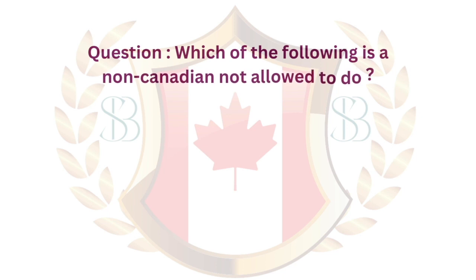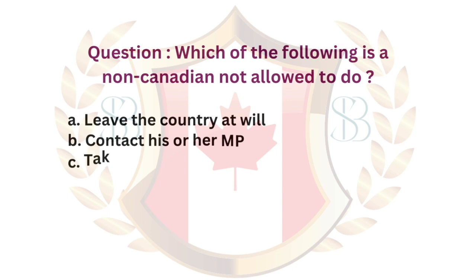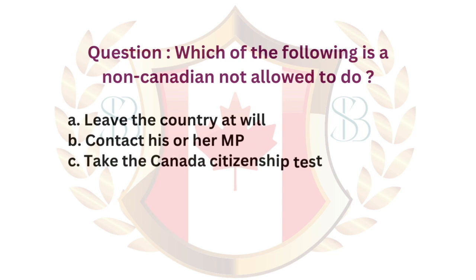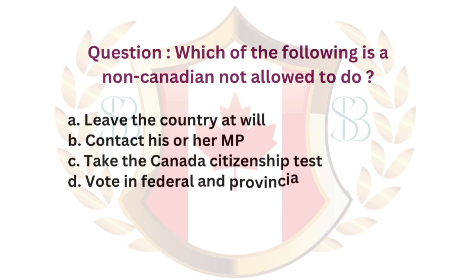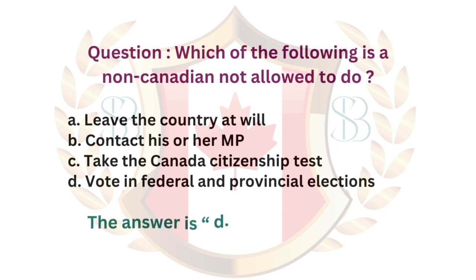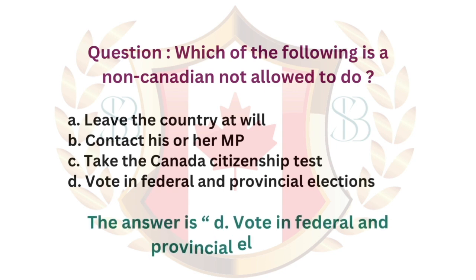Question. Which of the following is a non-Canadian not allowed to do? A. Leave the country at will. B. Contact his or her MP. C. Take the Canadian Citizenship Test. D. Vote in federal and provincial elections. The answer is D. Vote in federal and provincial elections.